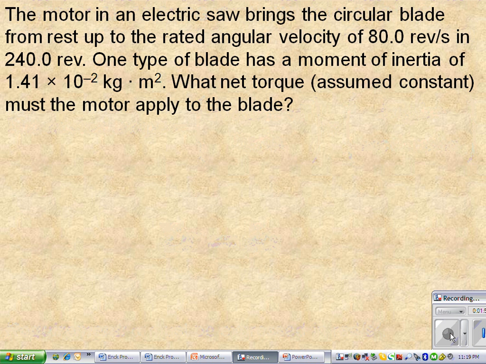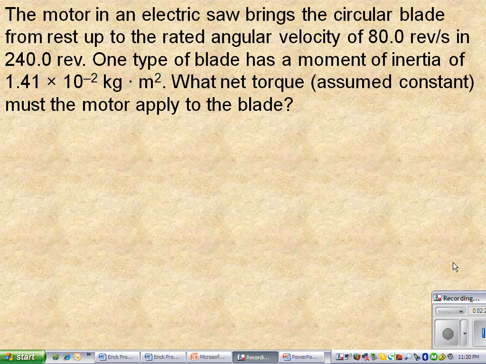Here's an example problem. You can pause the video and see if you can solve it. It says the motor in an electric saw brings the circular blade from rest up to a rated angular velocity of 80 revolutions per second in 240 revolutions. One type of blade has a moment of inertia of 1.41 times 10 to the negative second kilogram meter squared. What net torque, assumed to be constant, must the motor apply to the blade?